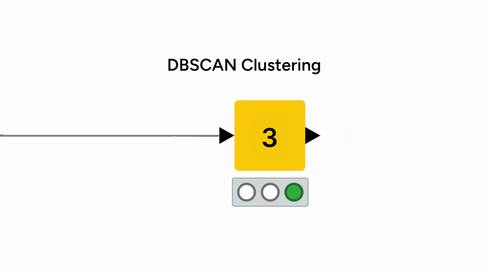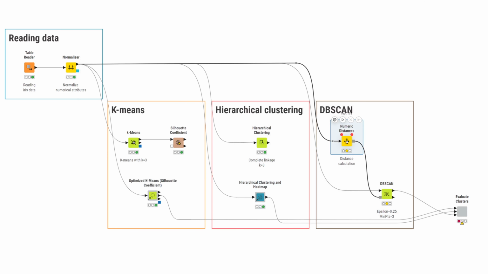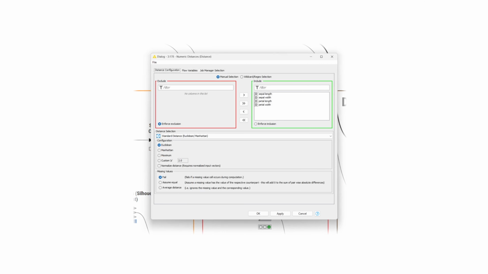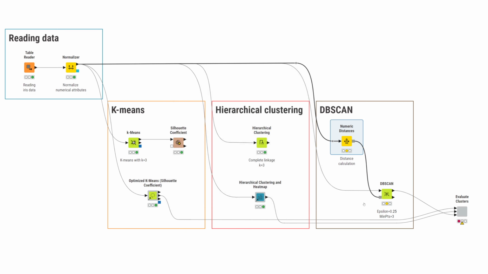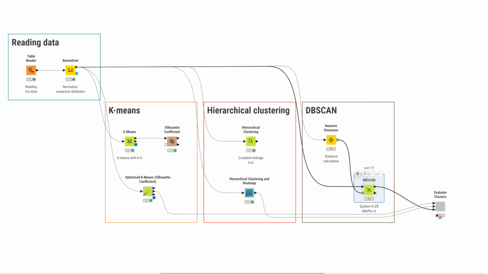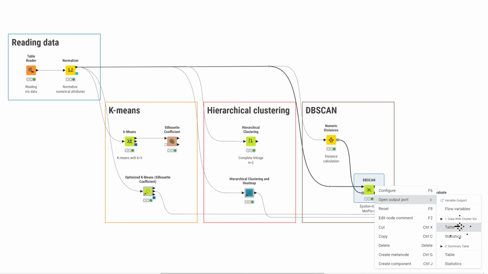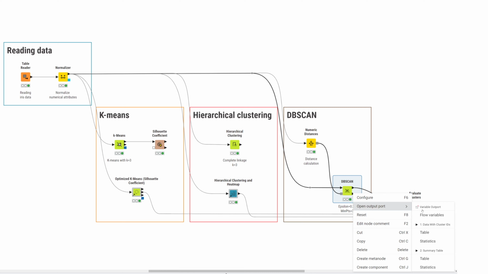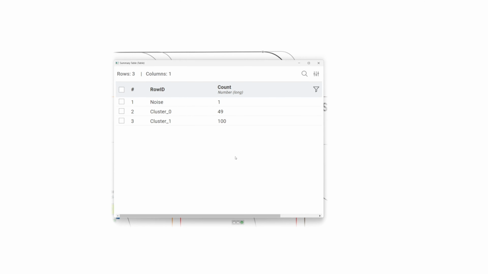Perform DBSCAN clustering. The DBSCAN node takes 2 inputs, a data table and the distance matrix of the clustering columns, calculated with the numeric distances node. In the configuration dialog of the DBSCAN node, define 2 settings, epsilon, the radius of a neighborhood, and the minimum points, the required density of a neighborhood. Note that the number of clusters is not defined beforehand. The DBSCAN node's outputs include cluster assignment of each row, frequency distribution of the clusters, and noise points.